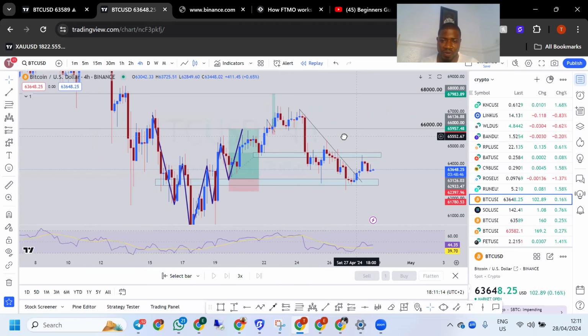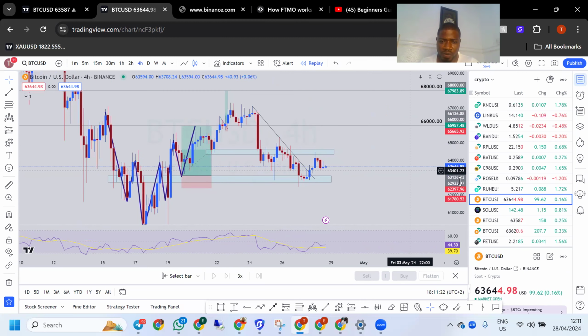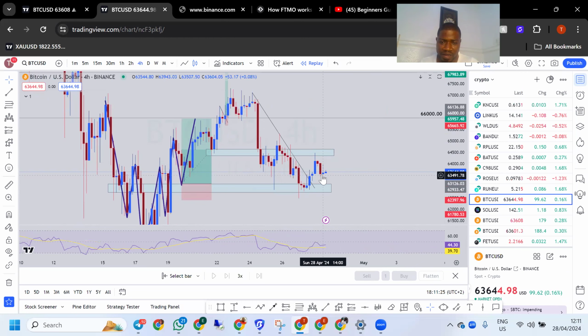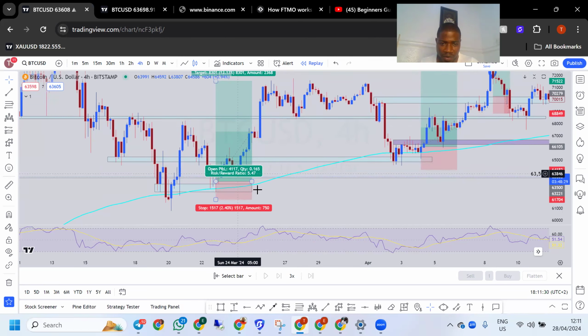Now look at what is happening today again. This area, look at this. Market is now rejecting. And market has formed something like an evening star. Look at this candle too. So what are we now waiting for? It is for the market to form another candle like this. Look at this candle there.